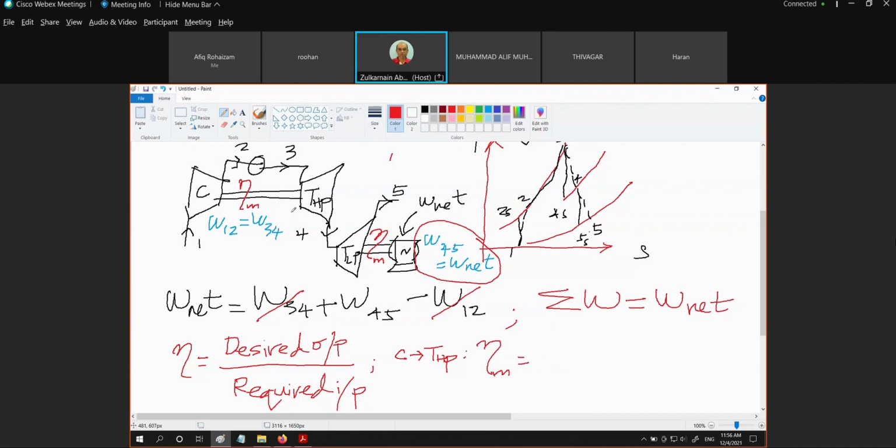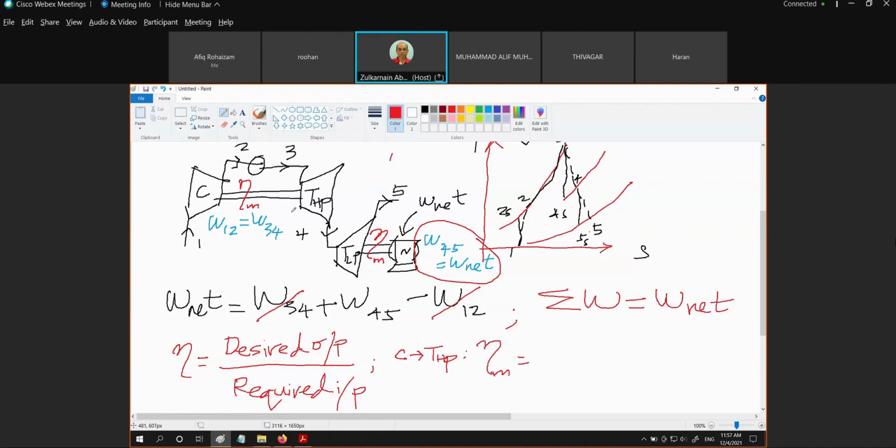Who gives the work? The turbine is giving the work, meaning that the required input is from the turbine side. So in this case, if we look at the mechanical efficiency from the compressor to the turbine high pressure, we know that the turbine high pressure is running the compressor. So the losses will be while transmitting the work from turbine high pressure to the compressor. And if we have mechanical losses, then what is being received by the compressor is less compared to the work produced by the turbine high pressure.